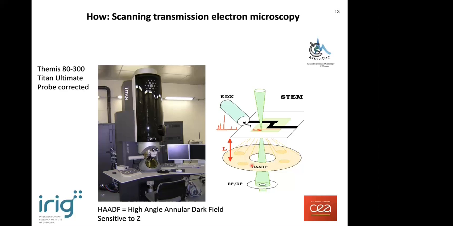This is quite interesting because a heavier element scatters more electrons, so we get a qualitative chemical signal that is quite easily interpretable. We can combine this also with collecting X-rays emitted at that location to get chemical information about the signal.